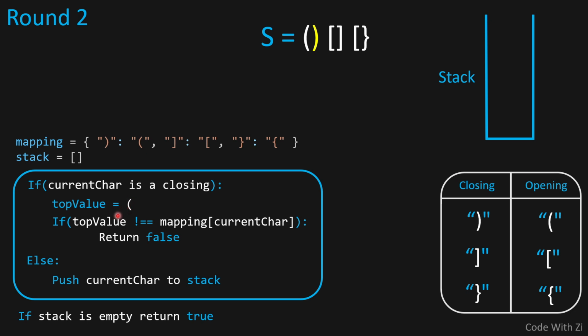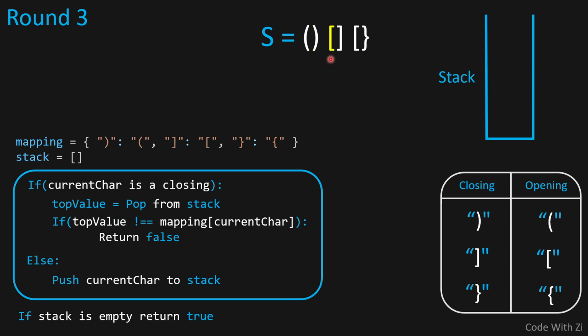And then we're gonna say, is our top value, which is an opening parenthesis, not equal to mapping of current character? As you can see, our top value, which is an opening parenthesis, is it not equal to mapping of this closing parenthesis? Well, the mapping of closing parenthesis is gonna return this opening. So are these two not equal? As you can see, they are equal, meaning we actually have the correct pair. So we're gonna be like, all right, awesome. Let's move to the next round.